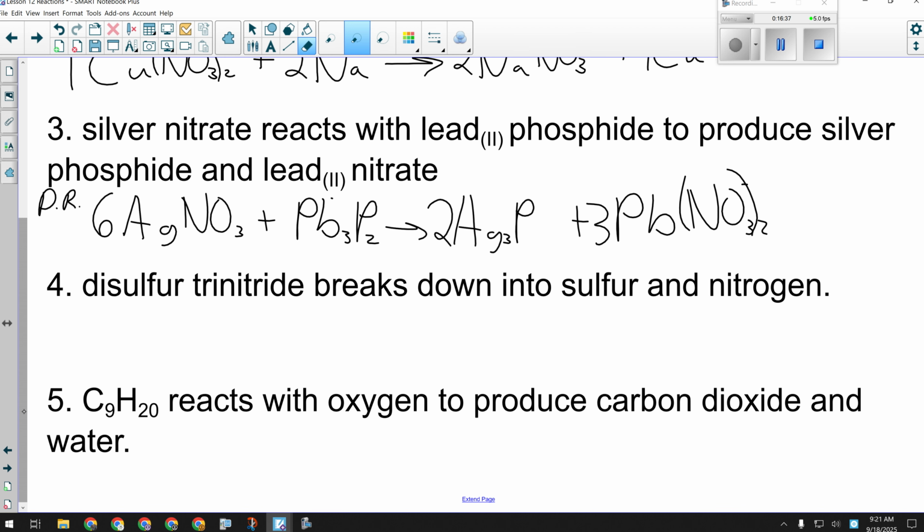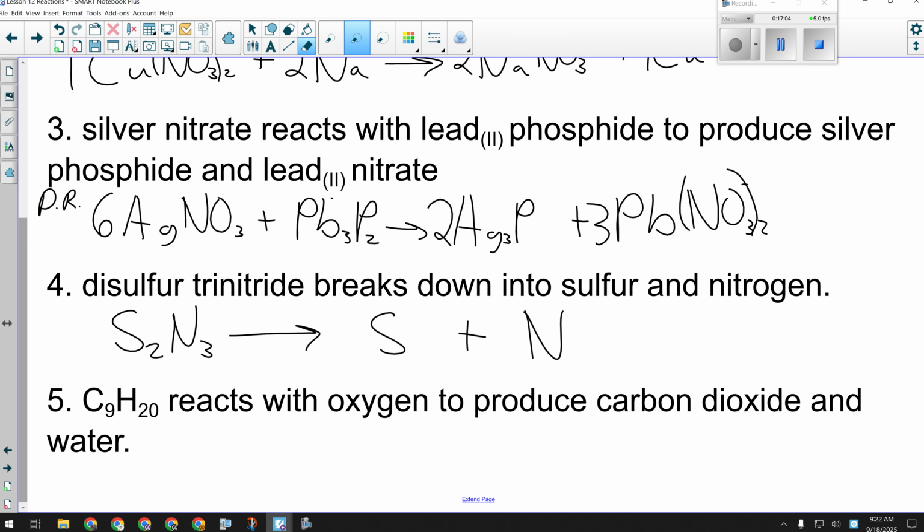Okay, let's try number 4 here, guys. So I got disulfur trinitride. So how many S's? Okay, and how many N's? Okay, and it says it breaks down. All right, what kind of reaction is that then? That's a decomposition reaction, right? Into sulfur and nitrogen.